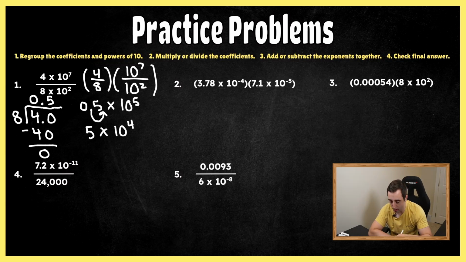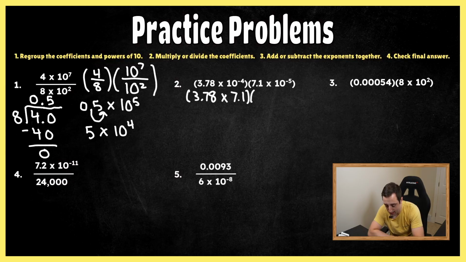Now let's go ahead and take a look at a multiplying one for number 2. So let's go ahead and regroup right away. 3 and 78 hundredths times 7 and 1/10, and then let's put our powers of 10 together. So 10 to the negative 4th times 10 to the negative 5th. We can go ahead and multiply our coefficients together. So we have 3 numbers behind the decimal points in total. So I'm going to put that on the side here.